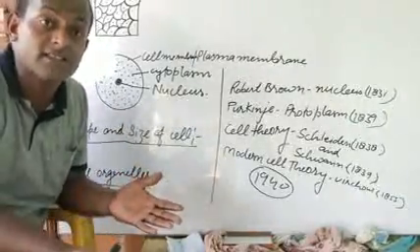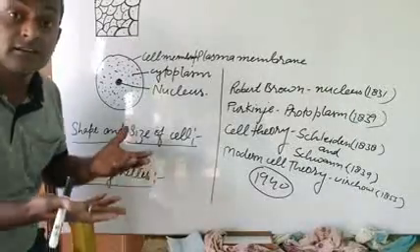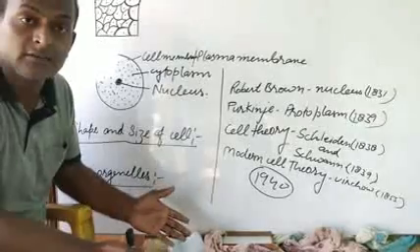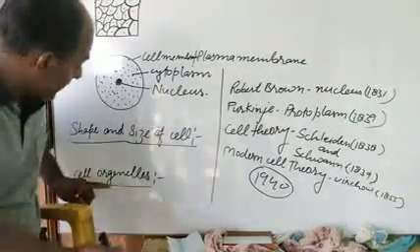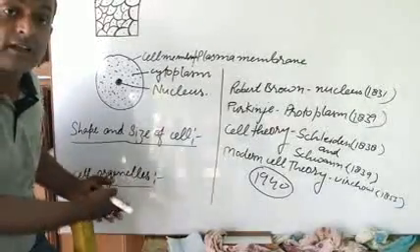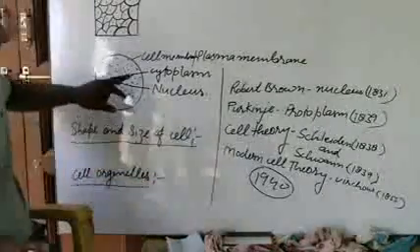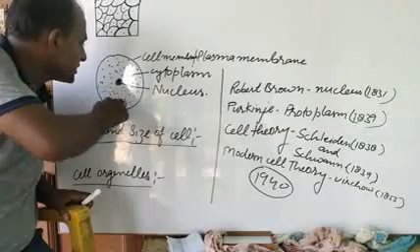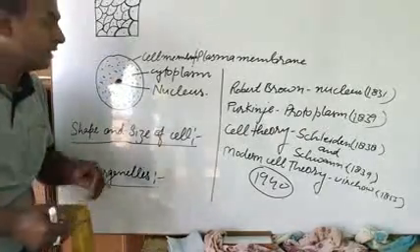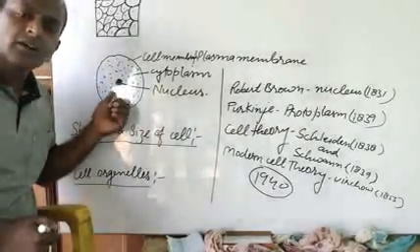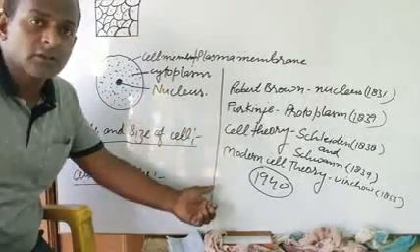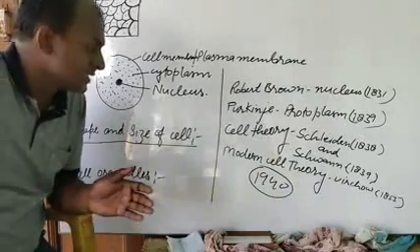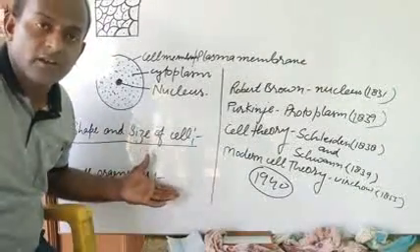Now a question arises: what are cell organelles? Definitely students, cell organelles, cell ke organ. We can say that cell organelles means the organs of cells. There are many cell organelles which are suspended in this cytoplasmic fluid, and these cell organelles perform different functions. Later on, we will see in detail about all these cell organelles. Thanks.